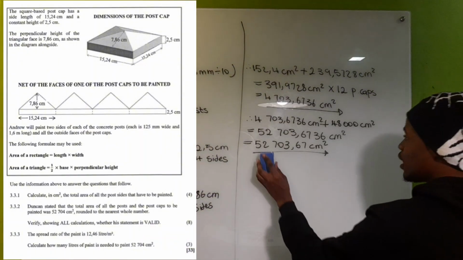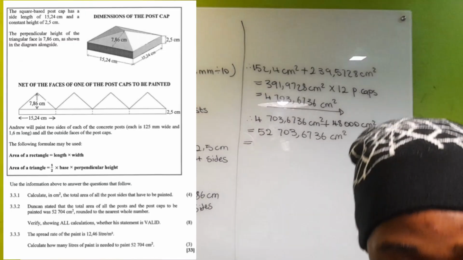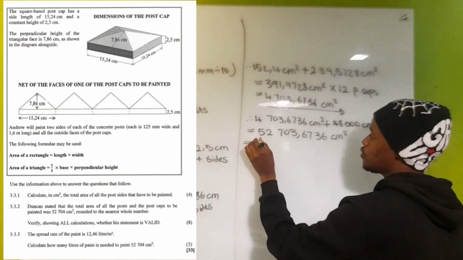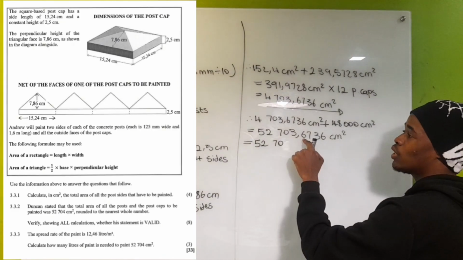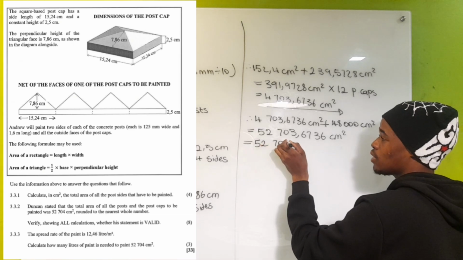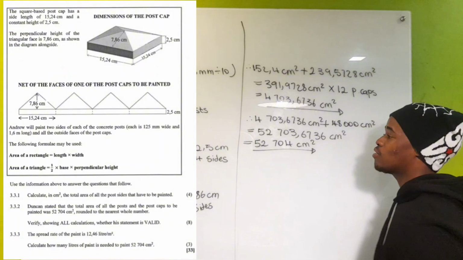So that means we made a mistake here. I'm so sorry for that. We have to round it to a whole number. So it's going to be 52,704 centimeters squared. And this is our final answer.